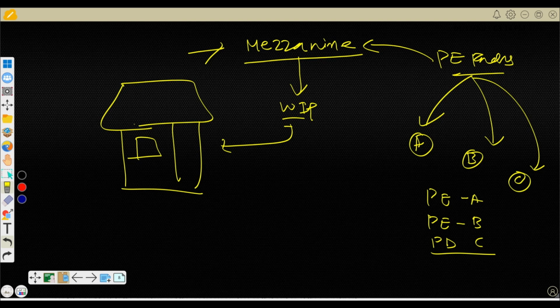You check the spelling, please. Don't criticize me on it because I'm not able to recall the exact spelling. It should be mezzanine. Check it again. Okay, so this is also one of the strategies where private equity funds offer funding to work in progress or underdeveloped projects.